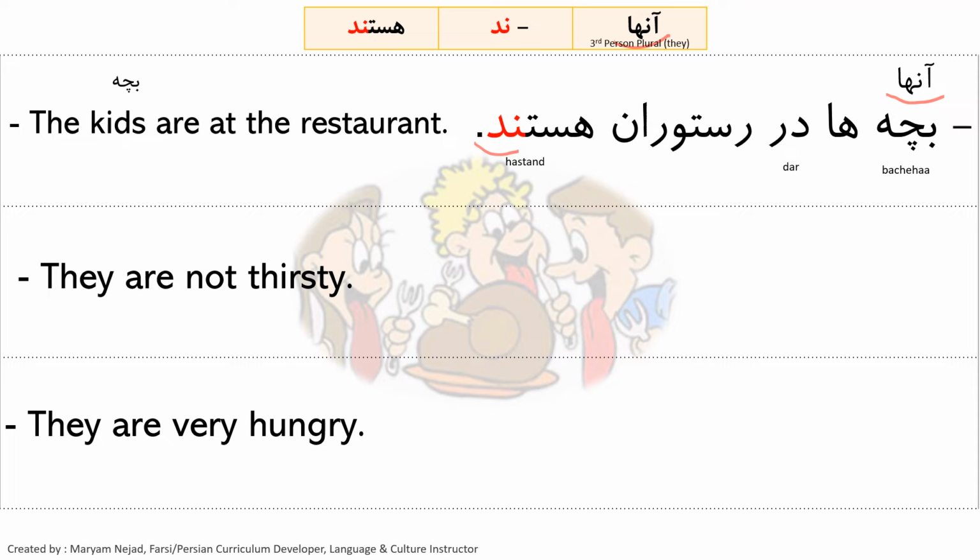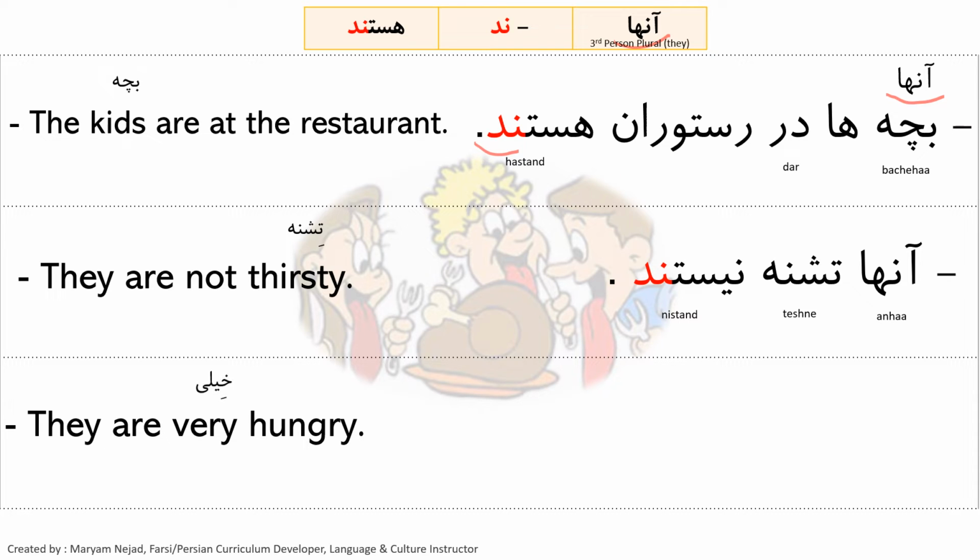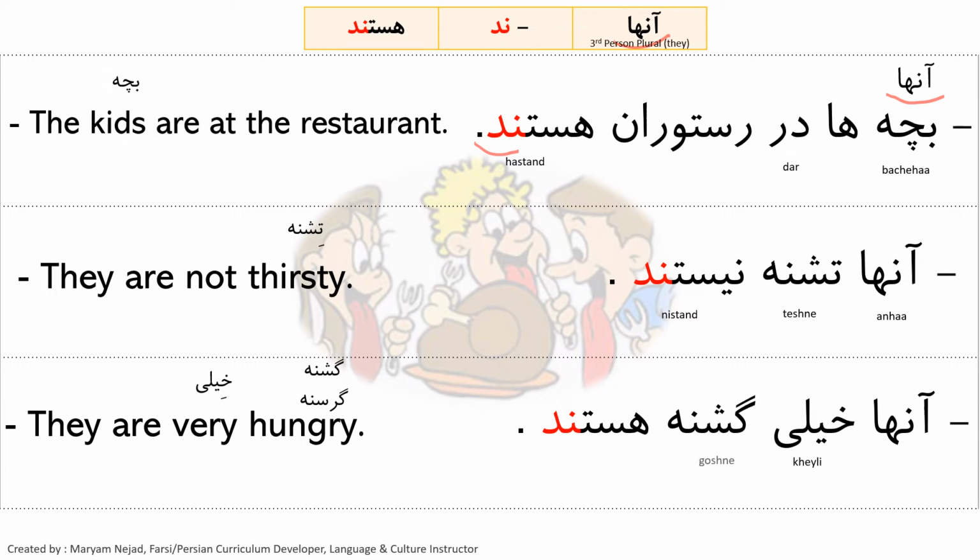Now we want to say they are not thirsty. And thirsty is تشنه. آنها تشنه نیستند. Next one, they are very hungry. So very is خیلی and hungry is either گشنه or گرسنه. آنها خیلی گشنه هستند. And now I'm just going to read through them one more time. بچه ها در رستوران هستند. آنها تشنه نیستند. آنها خیلی گشنه هستند.